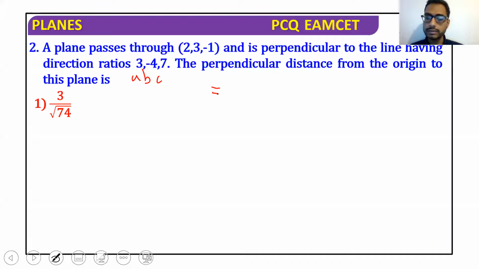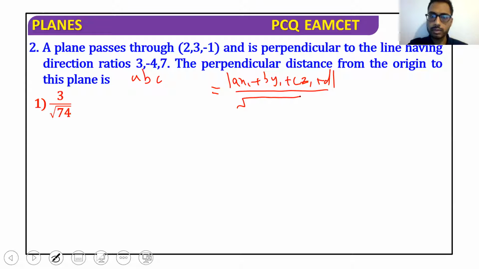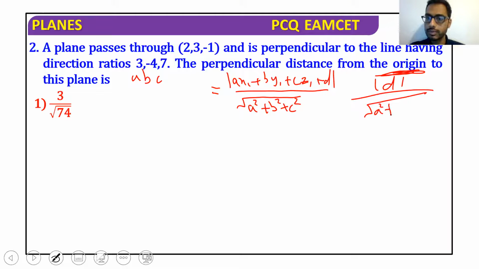Perpendicular distance of a point to a plane, formula is ax1 plus by1 plus cz1 plus d, this value in mod upon under root of a square plus b square plus c square. In this case, it is given that the perpendicular distance from the origin. From origin means my coordinates x1, y1, z1 is 0, 0, 0. Therefore, the perpendicular distance is going to be d upon under root of a square plus b square plus c square.